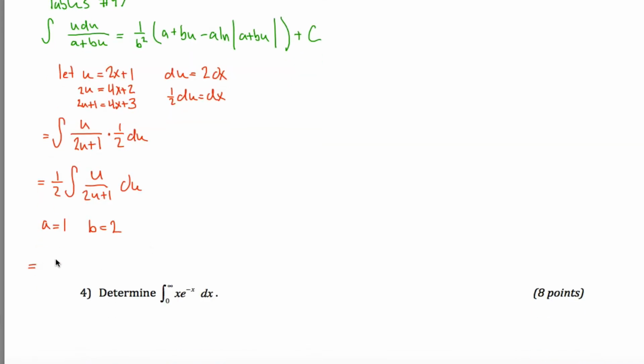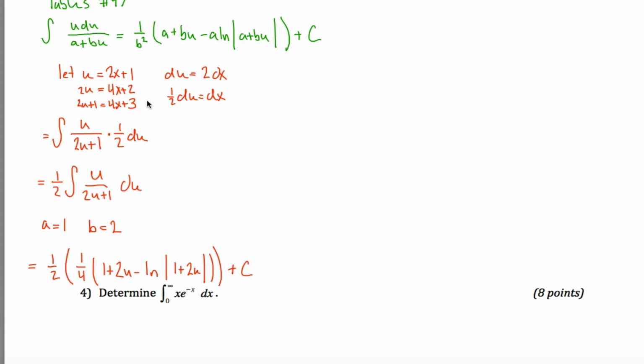So what I can do is copy this. I still got that 1/2 out in front and then some parentheses. I'm going to try my best to rewrite this entire thing, except in place of b's I'll write a 2 and in place of a's I'll write a 1. So that'll give me 1/4 times 1 plus 2u minus 1 times the natural log of a plus bu, which is 1 plus 2u, in these parentheses. And then I guess I can end those parentheses and tack on a c here.